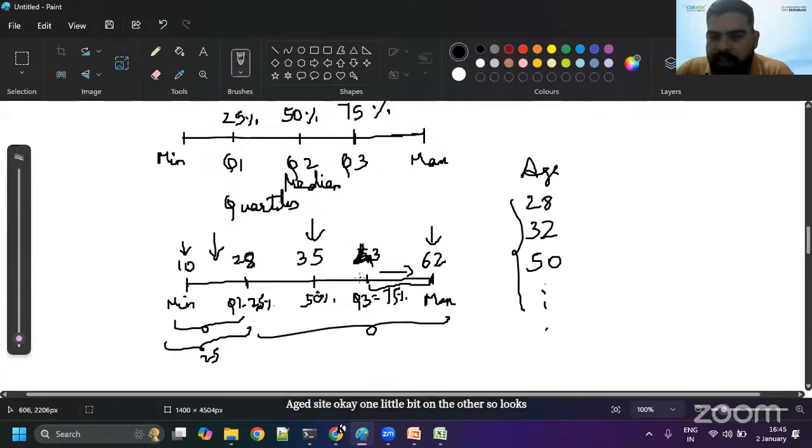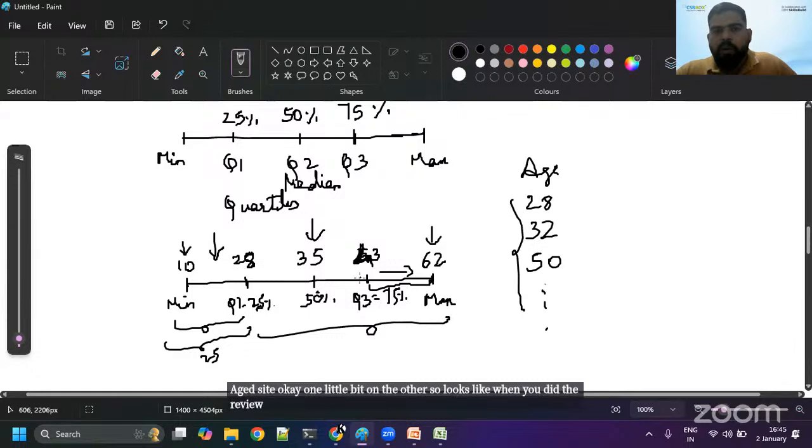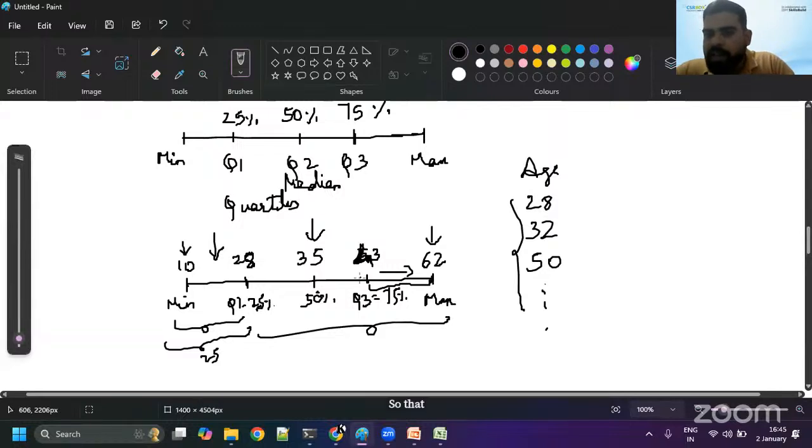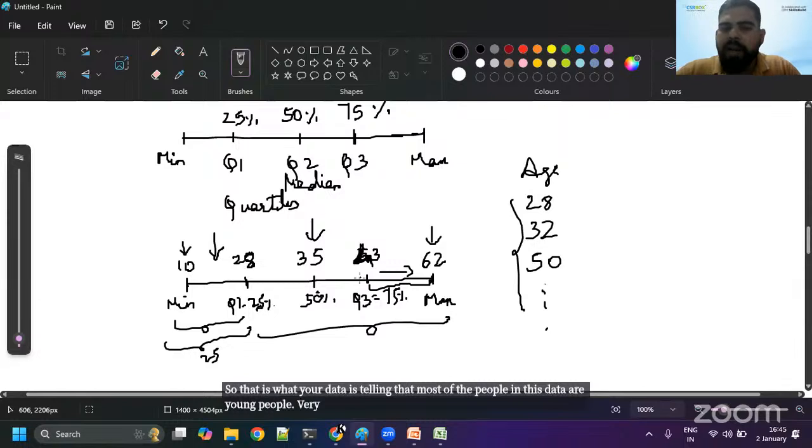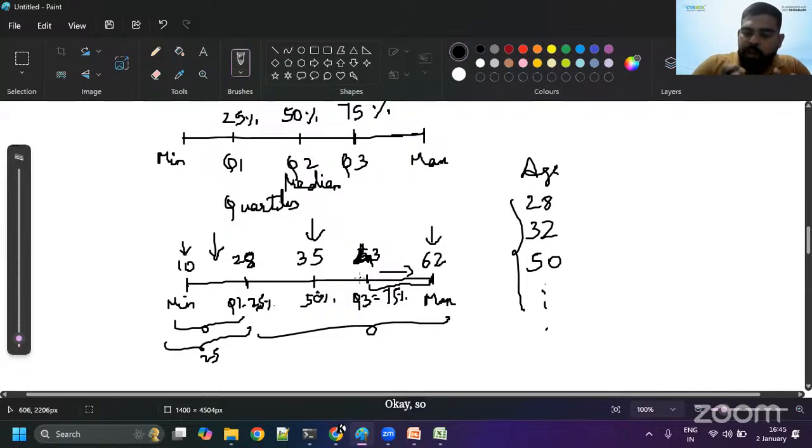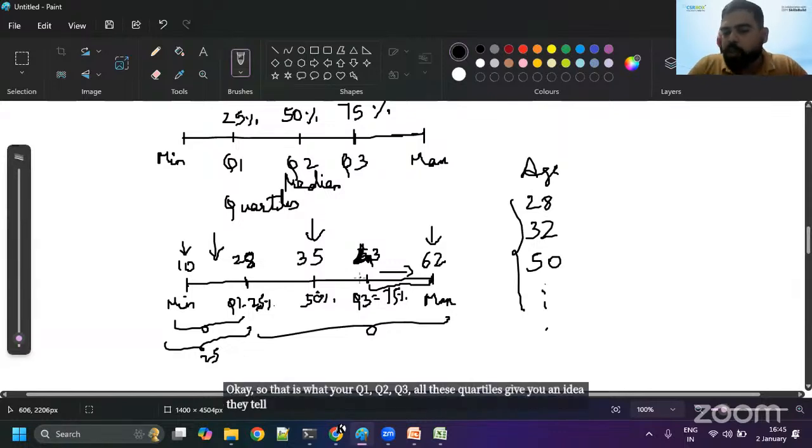So looks like when you did the review, or when you collected this data, most of the people whom you encountered were young people. That is what your data is telling, that most of the people in this data are young. Very few people are slightly on the aged side. So that is what your Q1, Q2, Q3, all these quartiles give you an idea of. They tell how my data is distributed.